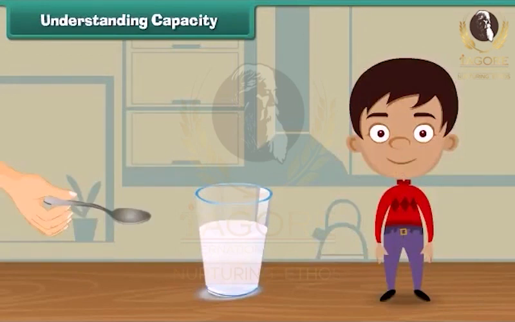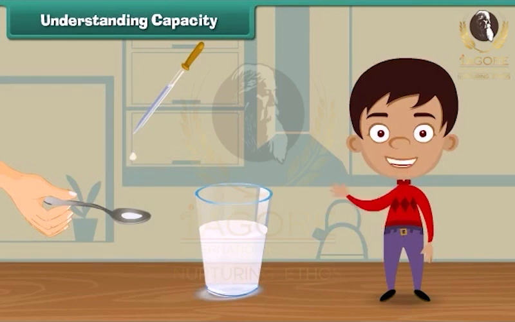This is a spoon. I will now fill this spoon with milk. Let us see how many drops of milk are required to fill the spoon. Here goes the first drop, and this is second drop of milk in the spoon. The spoon is still empty.